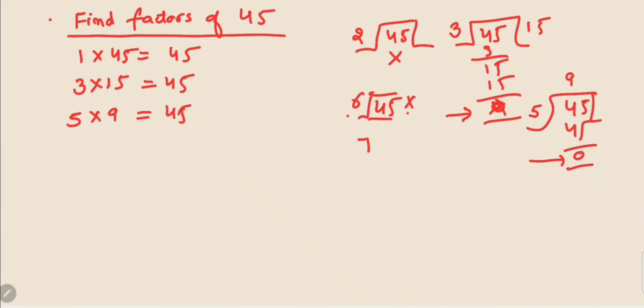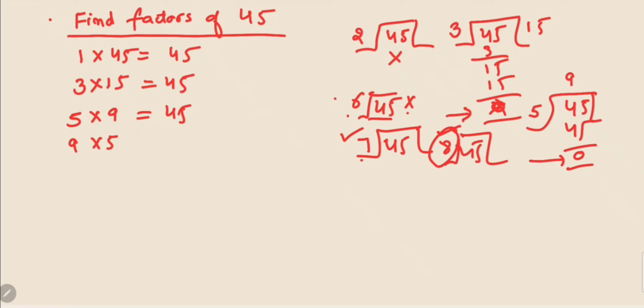Next number is 7. With 7 if I divide 45, then also I'll get some remainder. It means 7 is also not a factor of 45. Next number is 8. With 8 also it will not go completely. It means that 8 is also not a factor of 45. Next number is 9. With 9 it will go. 9 fives are 45. So 9 into 5 is equal to 45. So after that, what do we have to take? We have to take a U-turn.